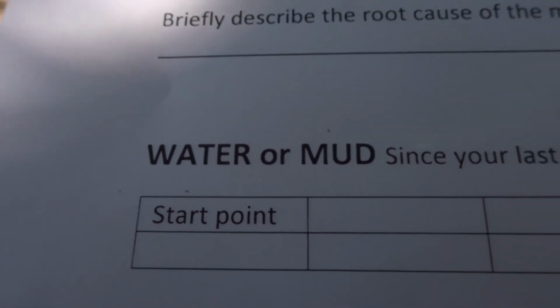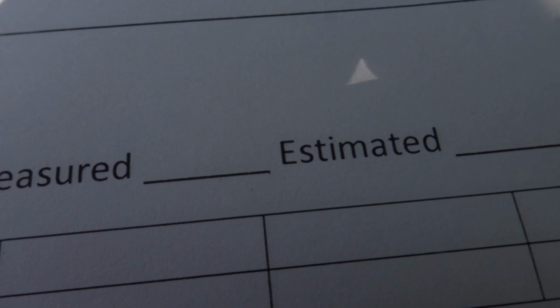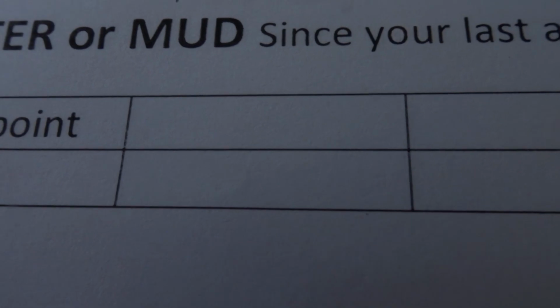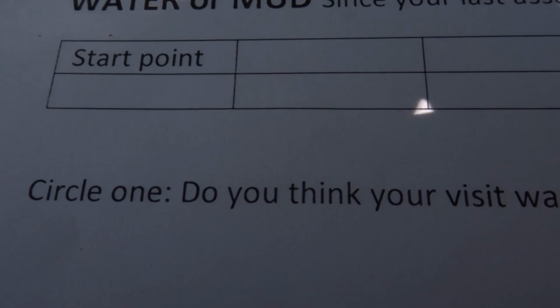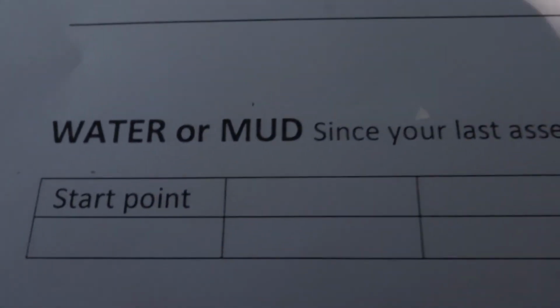Alright, water and mud. Since your last assessment stop, what percentage of the trail had water or mud? Did you measure it with a tape measure, or did you estimate it? So again, nothing at this point, but you will start writing in percentages here. And we also need an estimate of how usual or unusual you think the time you visited was. So do you think your visit was 1, particularly wet, 2, unusually dry, or 3, average? So you will also be answering that up here.